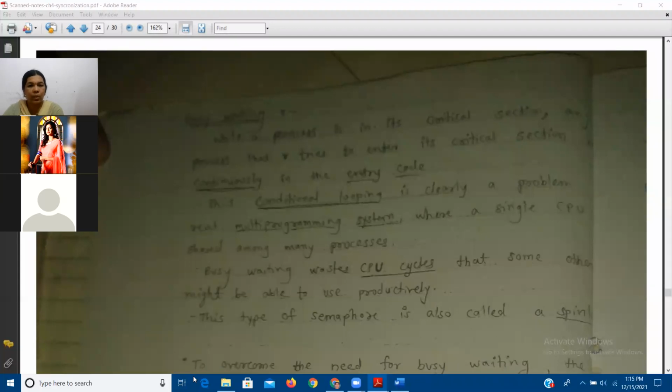This busy waiting is also called a spin lock. That is, an unnecessary number of processes are in the waiting state for the one process which is inside the critical section. When one is inside the critical section, the remaining n minus 1 are executing the entry code repeatedly. This is called busy waiting.